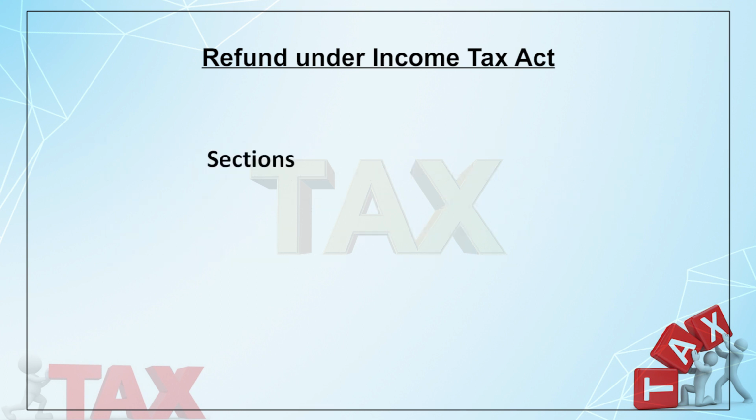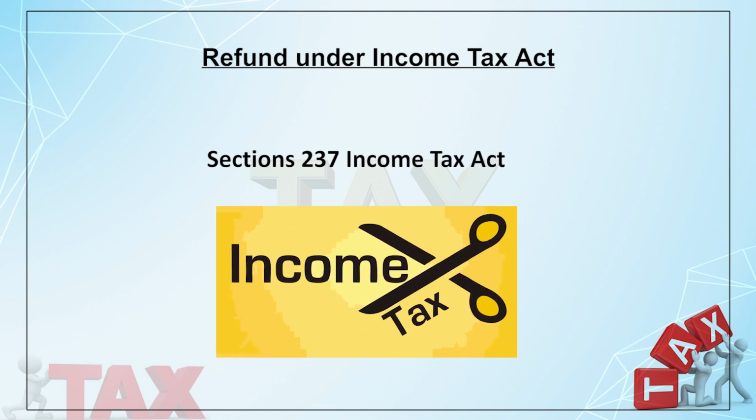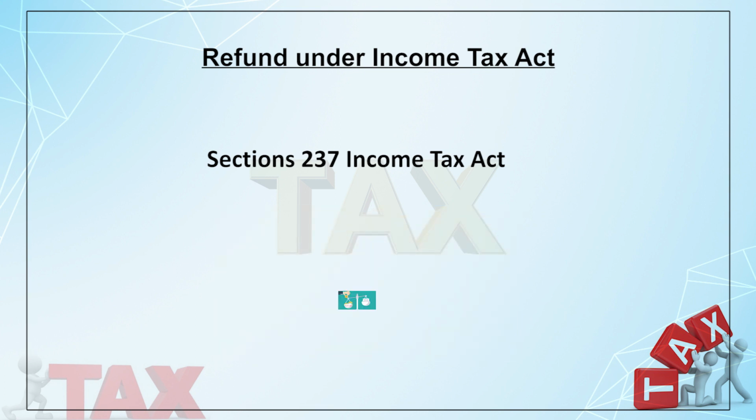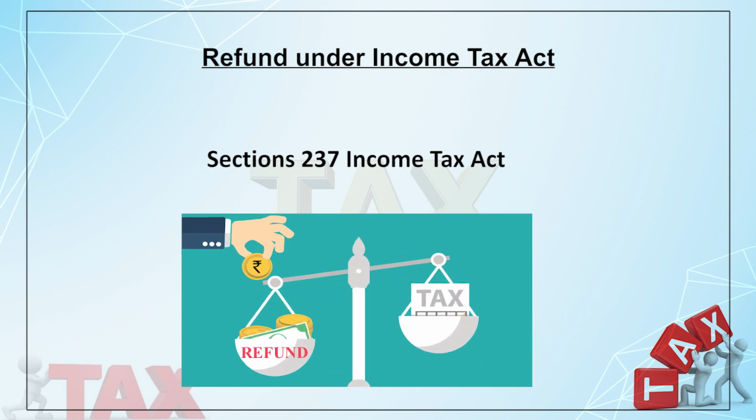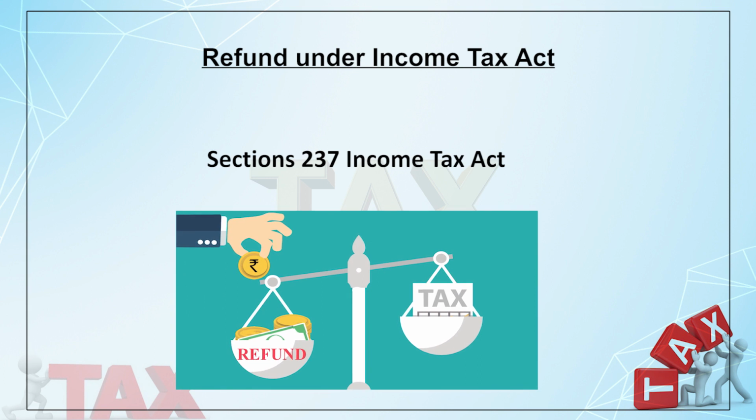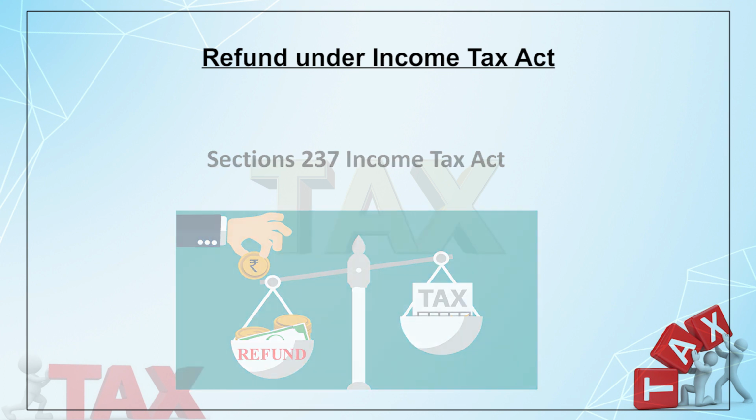Friends, this entire structure of today's discussion is covered under section 237 of the Income Tax Act, followed by the rules and the respective forms. It covers when a refund may arise, what the process is and how the refund can be paid to the assessee, and if there is a delay in payment of the refund, whether the assessee is eligible for interest on the refund amount.